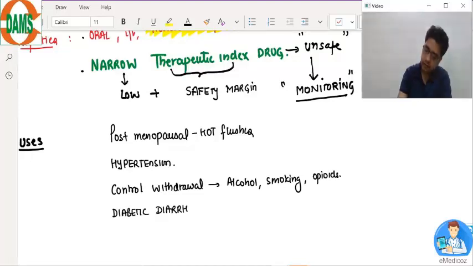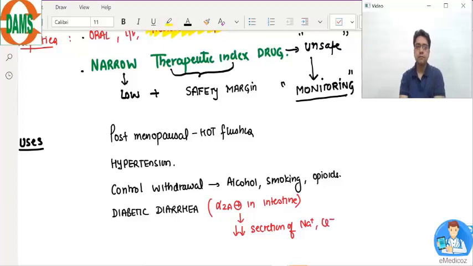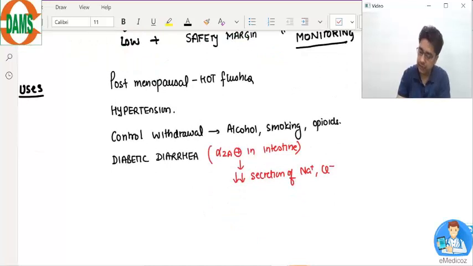Why? When diarrhea occurs in diabetes, because clonidine acts on alpha-2A receptor in intestine as well, and it decreases secretion of ions like sodium and chloride. Next, clonidine is given as an epidural analgesic. It has pain relieving property. It is given for migraine prophylaxis because it has pain relieving property.